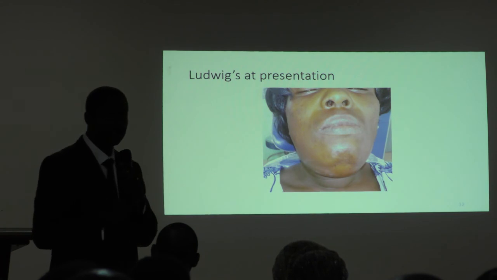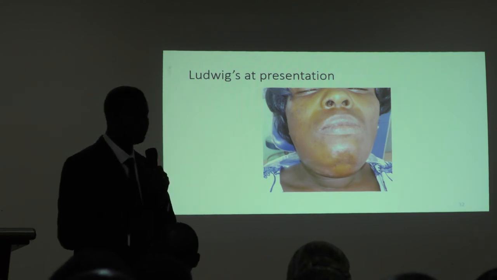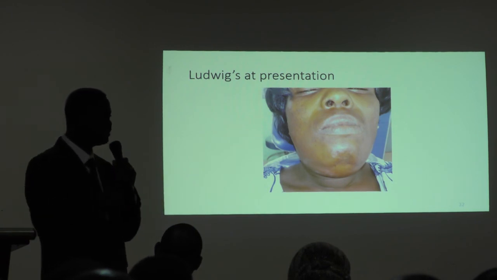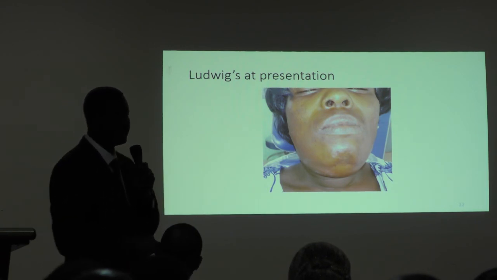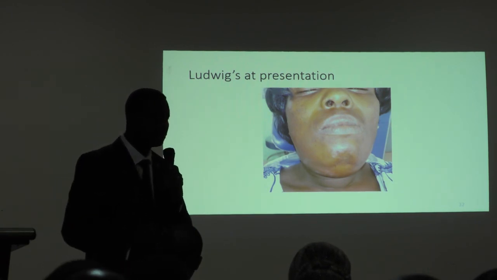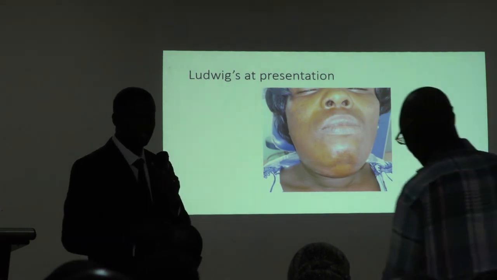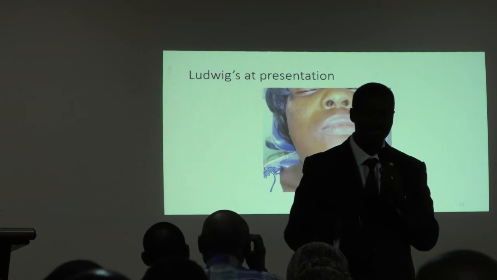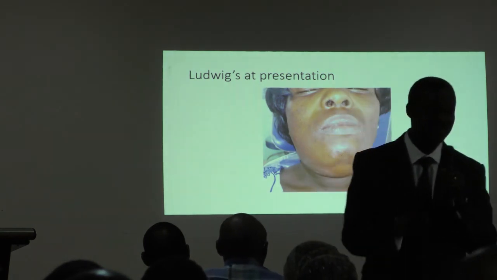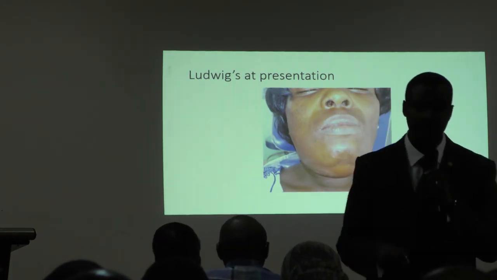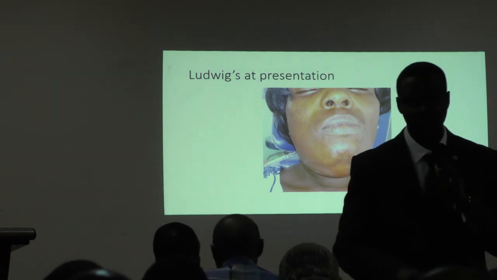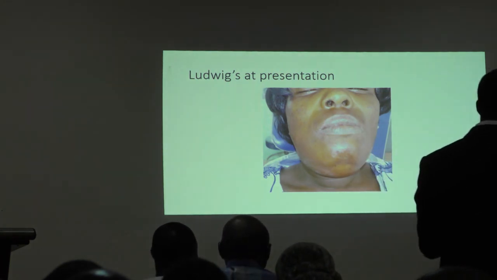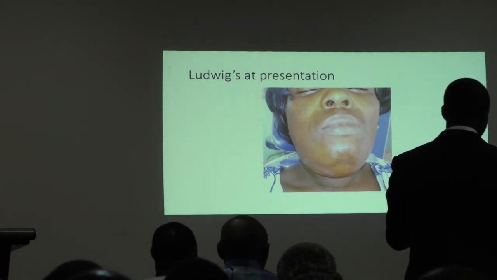Formerly, what was killing them was respiratory embarrassment, because this can stretch further down to compress the trachea, and that's what was killing them most of the time. So the initial management was that as soon as you see Ludwig's angina, you must secure the airway by doing a tracheostomy. So that was the initial treatment. Secure the airway, else you lose the patient.